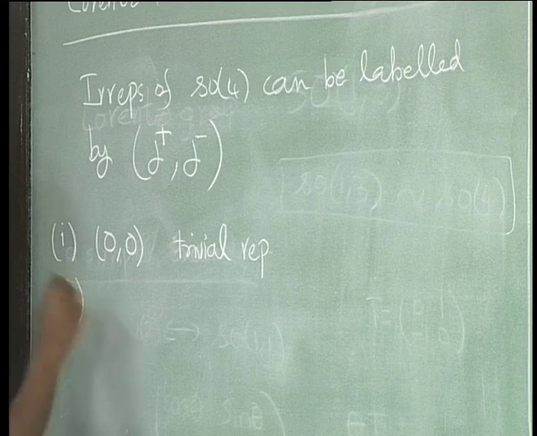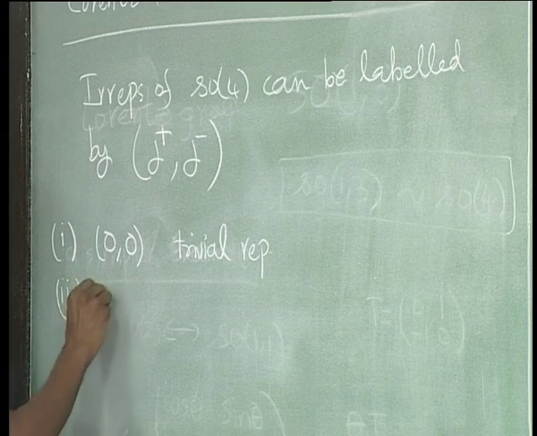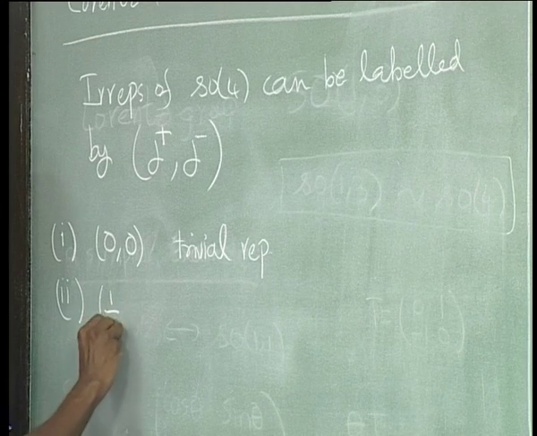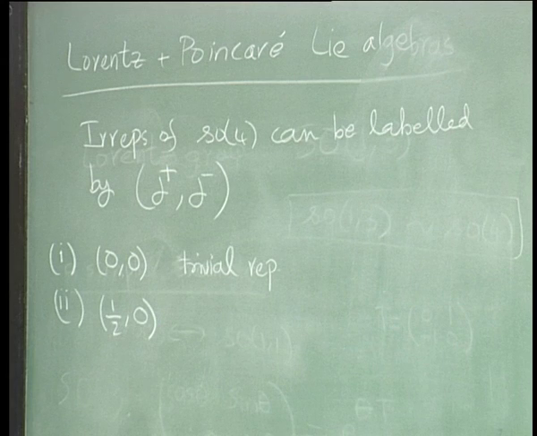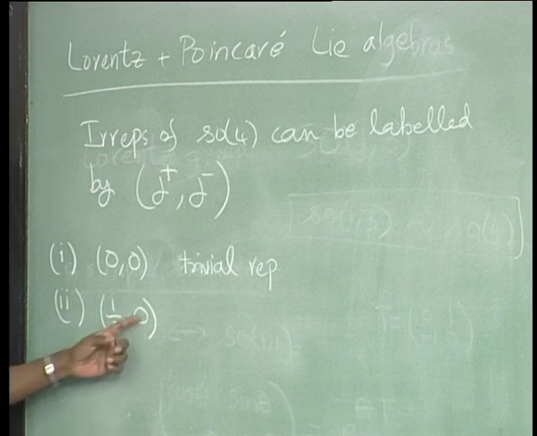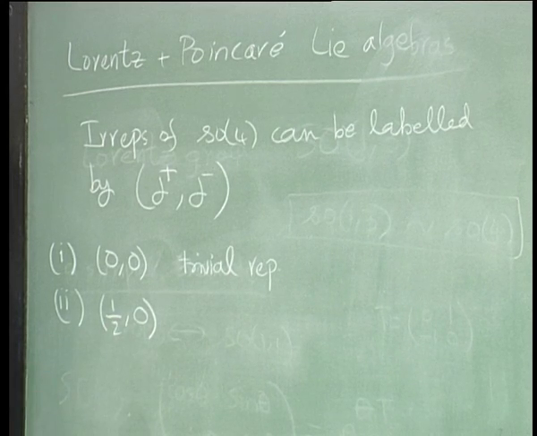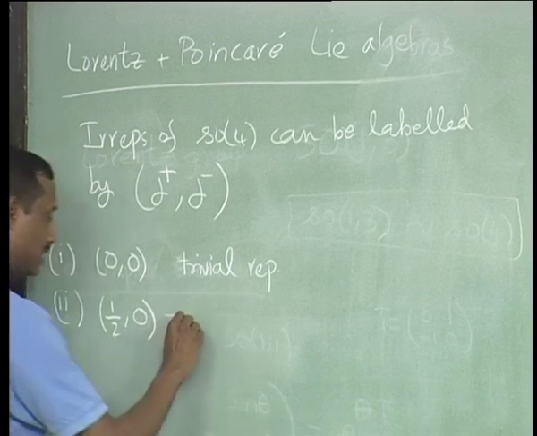Now let us do something else, we can take a half and a 0. What would be the dimension of this representation? Spin half would imply how many? 2, 0 will imply 1, so 2 into 1 labels it will have, so this is a 2 dimensional representation.